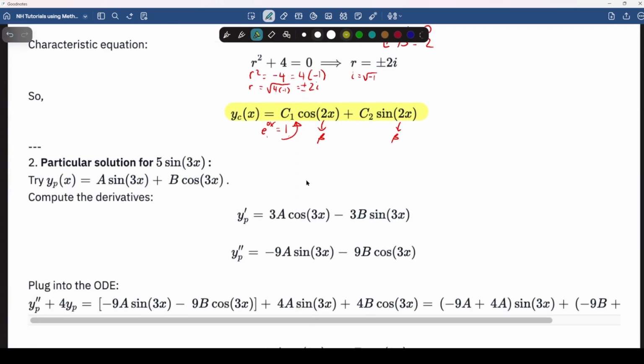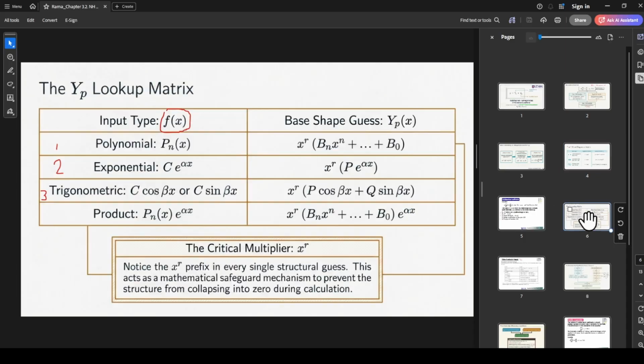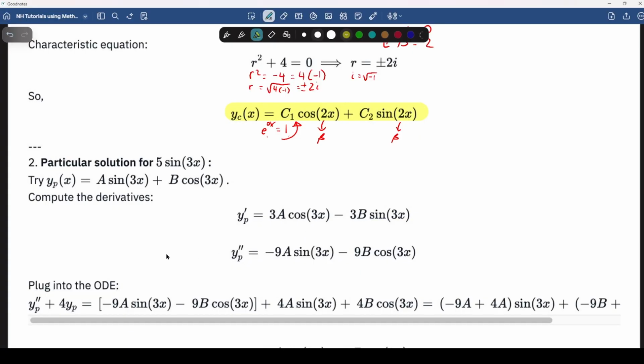So for the yp part, we also can refer to these tables, either this table or the other one. For a trigonometric f of x in the form of c cos beta x or c sin beta x, the yp will be in the general form of x to the power of r times a constant times cos beta x plus a constant times sin beta x. So it doesn't matter whether you put the sine first or cos first. We can also say p sin beta x plus q cos beta x. It doesn't matter. So in this particular example, we use sine first.